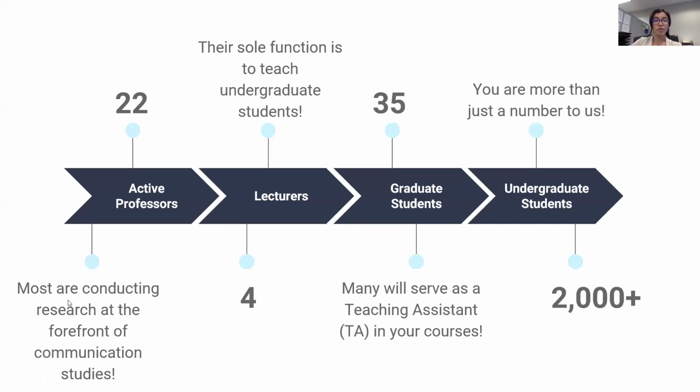So to give you an overview of our department, we currently have 22 active professors who are conducting research in addition to teaching courses. We also have 4 lecturers who primarily teach courses, and we have 35 graduate students enrolled in our PhD program. Many of them will be your TAs in your lower division courses and your instructors in your upper division courses. Then of course, there's all of you, more than 2,000 undergraduate students. Our incoming transfer class this year is about 450 students, which is our largest yet. So we're very excited for you all to join us, and we want to make a personal connection with each of you.